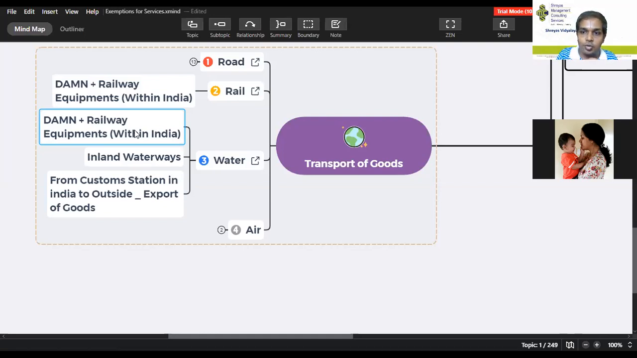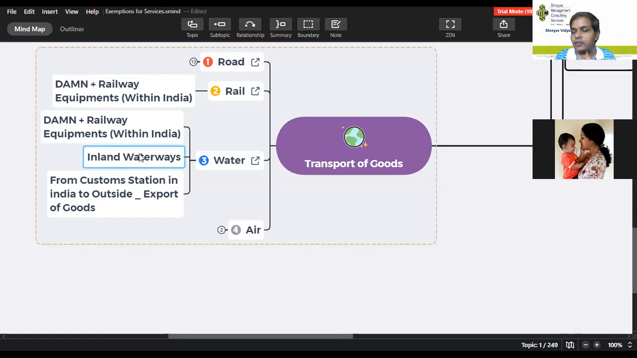What about ship equipments? No, don't. This is what we should not do as extrapolation. What is given in the law, we have to stick to that. For railway, they have given railway equipments. For water equipments and all, don't add. Okay, so that logic and all will not work out. You have to go as per the law only. So dam plus railway equipment is exempt.